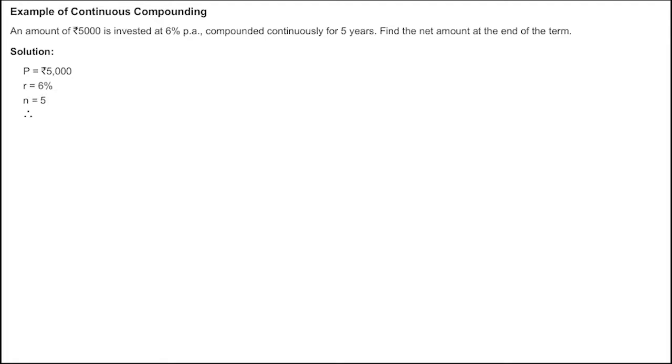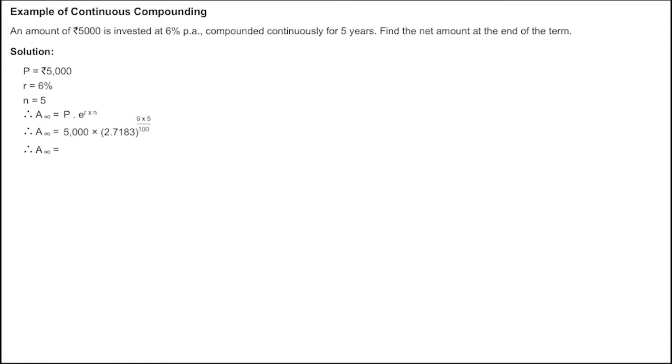So using the formula for net amount, A infinity equal to P into e raised to R into n, we get 5,000 into 2.7183 whole raised to the power R into n. R is 6%, so it will be 6 upon 100, and n is 5. So in the numerator you have 6 into 5 and denominator you have 100. When we simplify the power, that is 6 into 5 upon 100, we get it as 0.3.